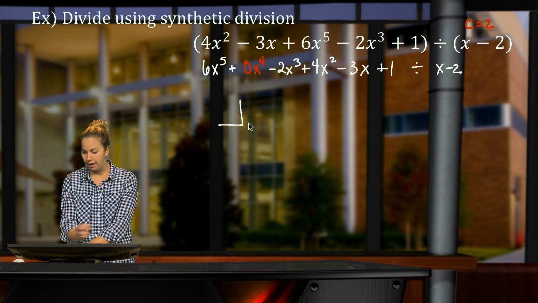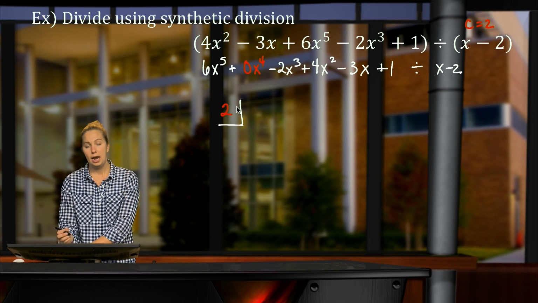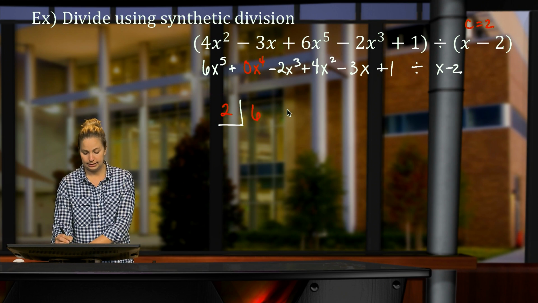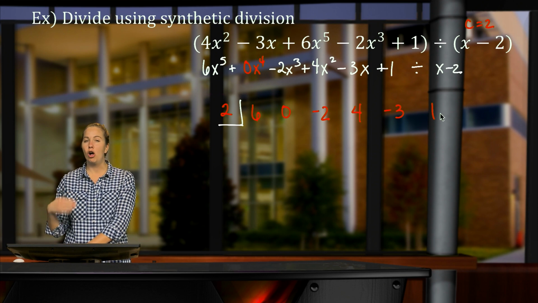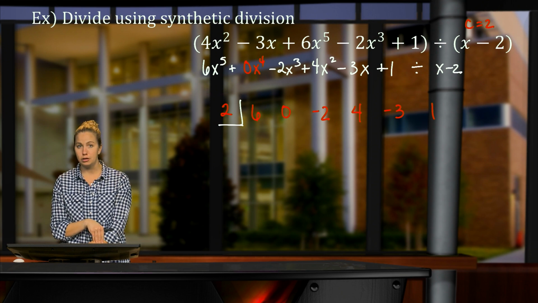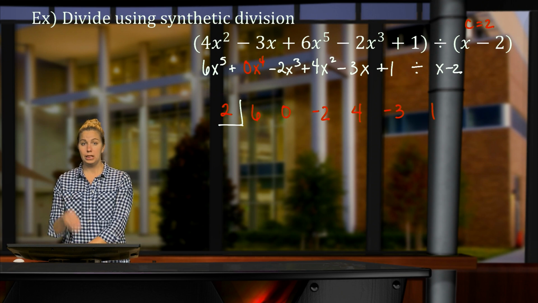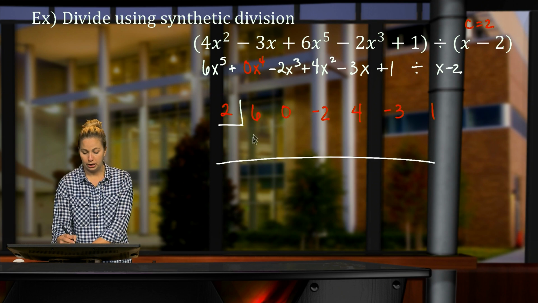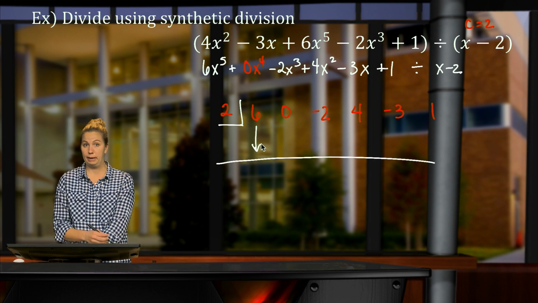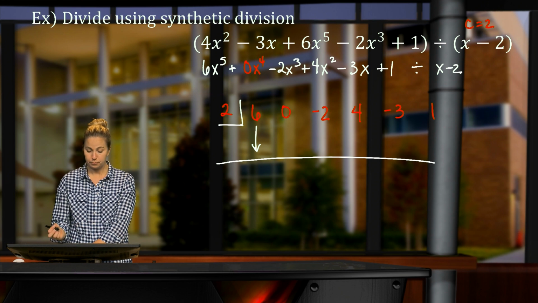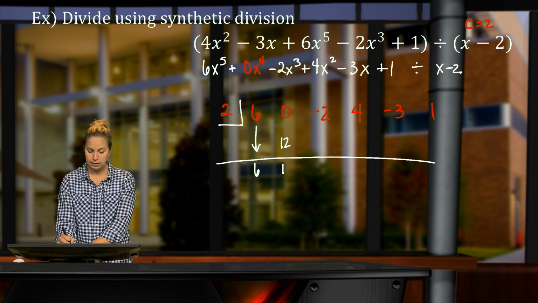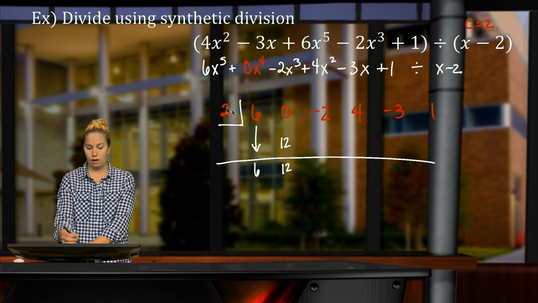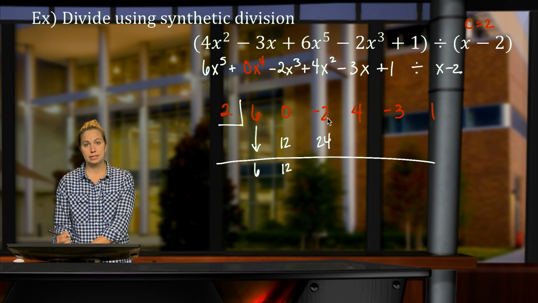All right, so we set up our half box. We put in there c, which is 2, and then we list our coefficients: 6, 0, negative 2, 4, negative 3, 1. Just envision all of the rows that you would have if you were using long division. Synthetic division is our friend and we love it. We bring down the first coefficient always. It's not sometimes, always we bring down our first coefficient. 6 times 2 is 12, plus 0 is 12. 12 times 2 is 24, plus negative 2 is 22.